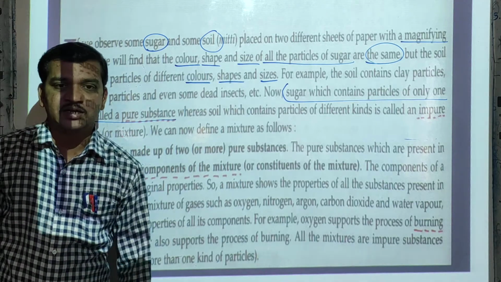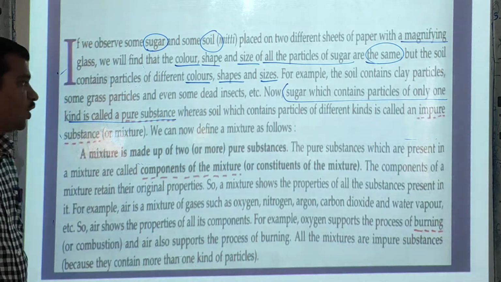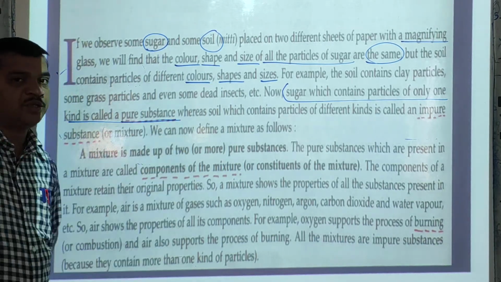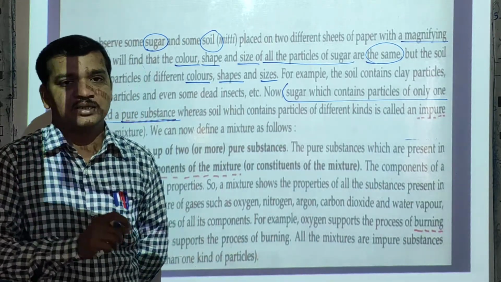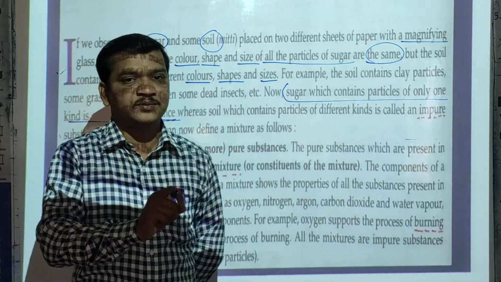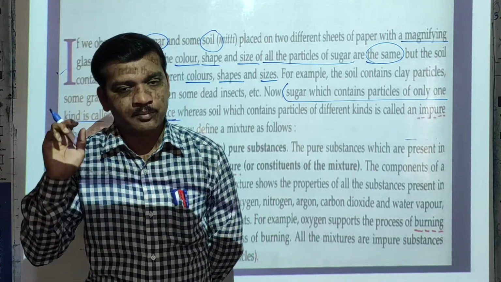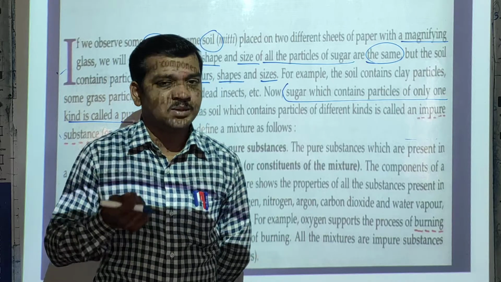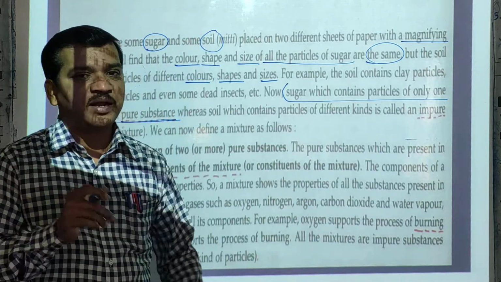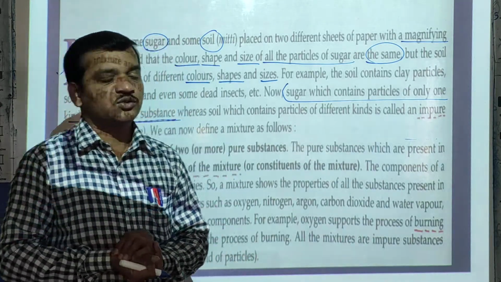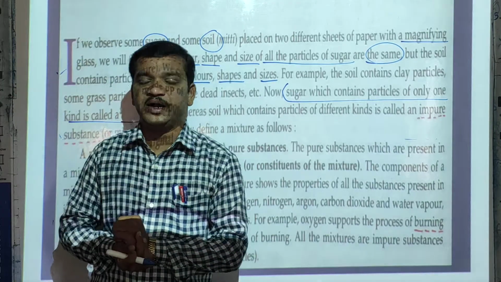Sugar contains only one kind of particles, so it is called a pure substance. Substances made of only one kind of particles are called pure substances. One kind of particle means the particles have the same size, shape and color. But if you see the soil, you may see dust particles and loose particles, and these are different from each other. So soil is an impure substance. It is a mixture of different particles.